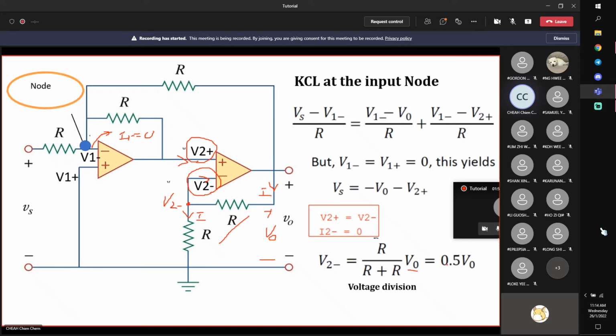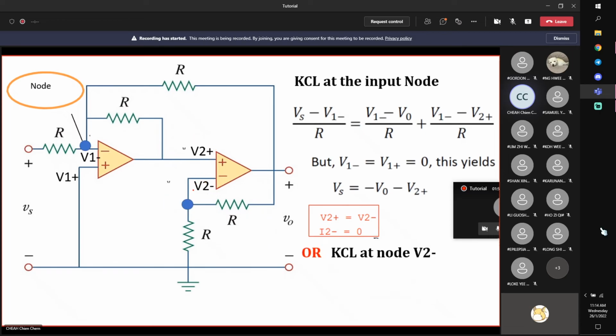You get 0.5. Now, if you want to continue with nodal analysis, it's also fine. That means that you cannot visualize how to use voltage division law. Never mind. Apply KCL at node 2. Right? We applied KCL at this node. Now we need this information, V2 plus. Right? They are equal. So we apply at this node. So this is actually my V2 plus, correct? Which is also my V2 minus. So I just call it directly V2 plus. And this node is V0. This node is 0 volts.